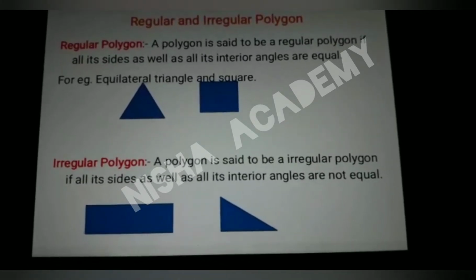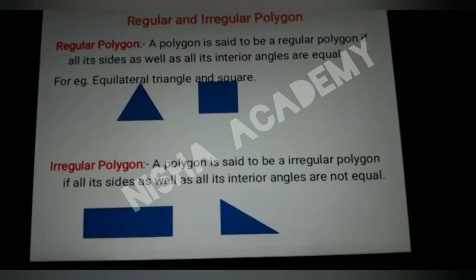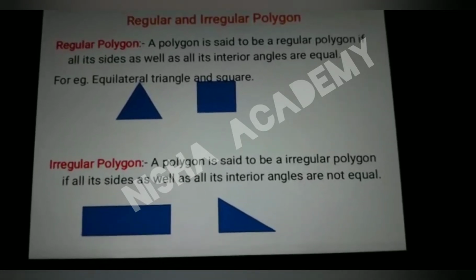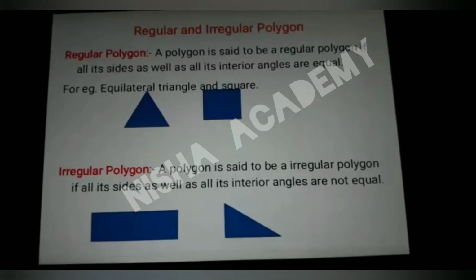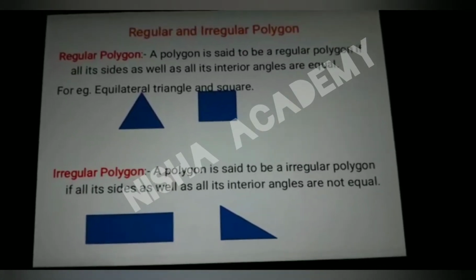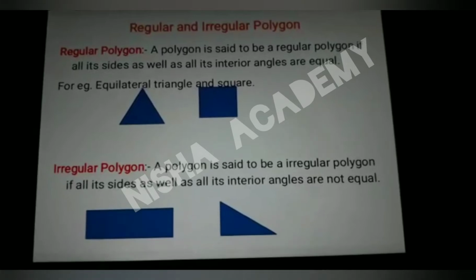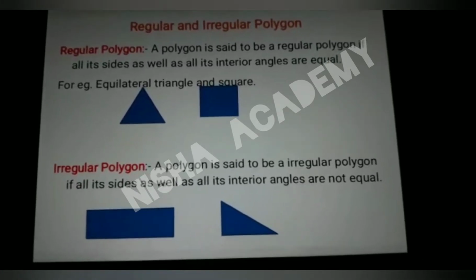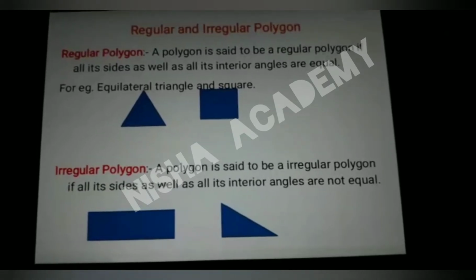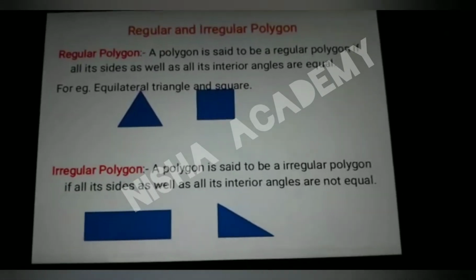Here I have given an example. First is a rectangle and the other is a right angle triangle. So up till now we have studied plane figures and their types: simple curve, closed curve, open curve, then diagonals, concave and convex polygon, regular and irregular polygon.